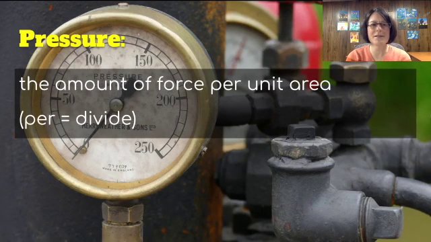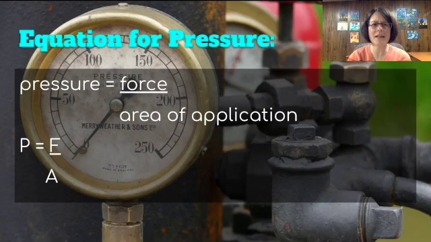Pressure is defined as the amount of force per unit area. Remember, per means to divide. So it's force divided by area. And so that's simply what the equation is. Pressure equals force divided by the area of application. So P equals F over A. In this instance, A is for area, not for acceleration. So don't get your A's mixed up.